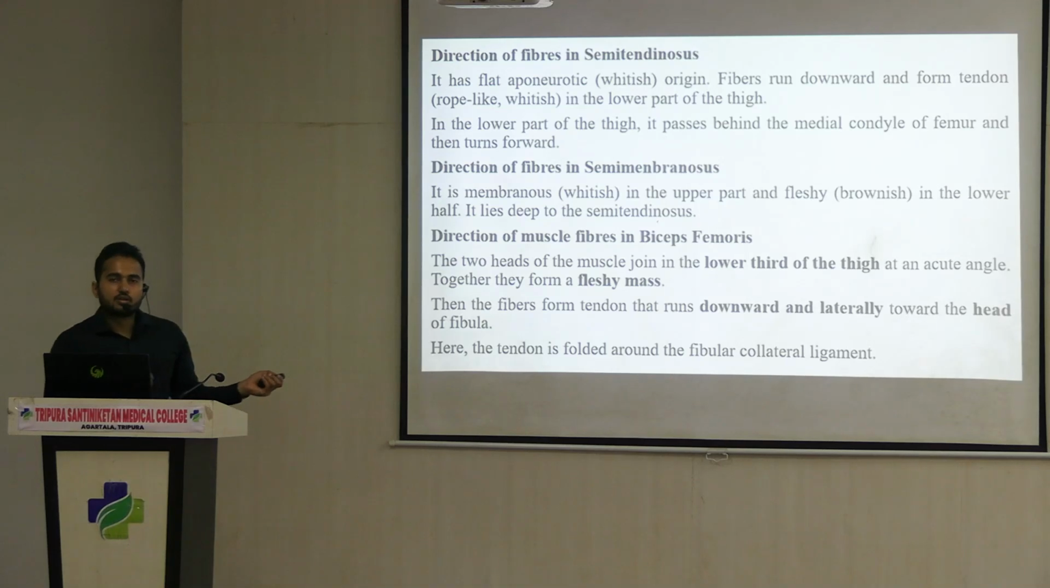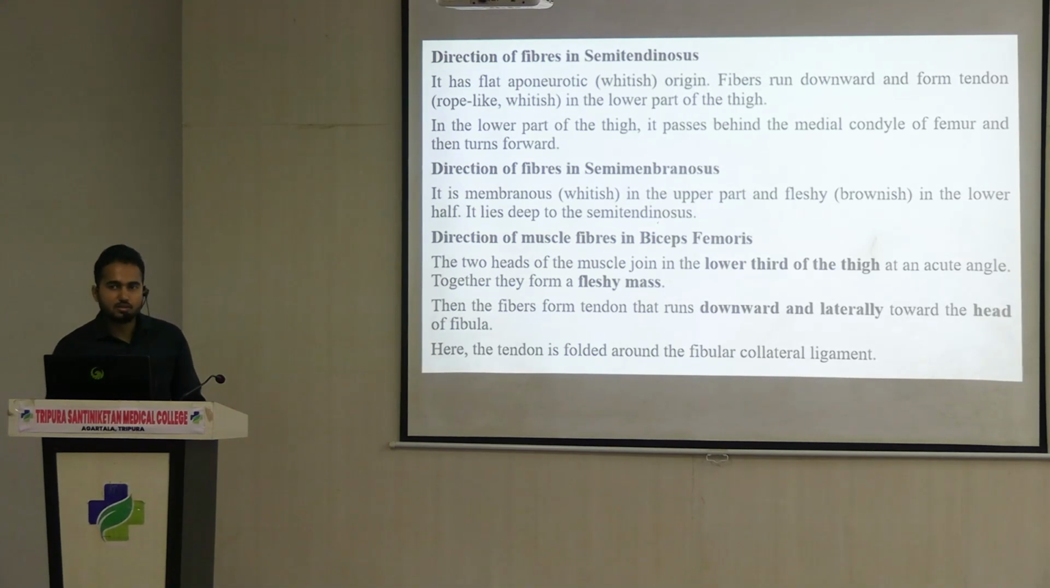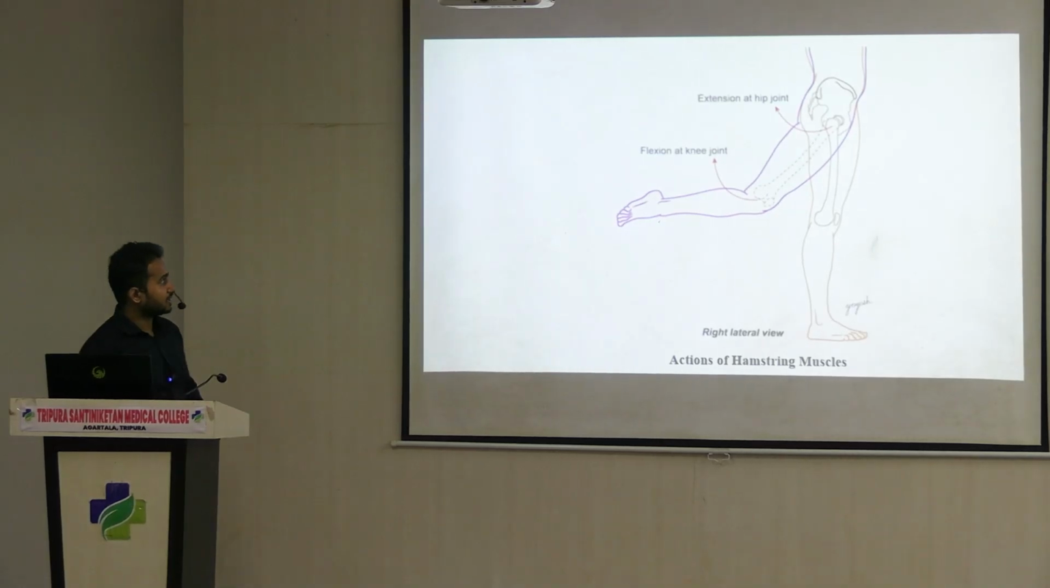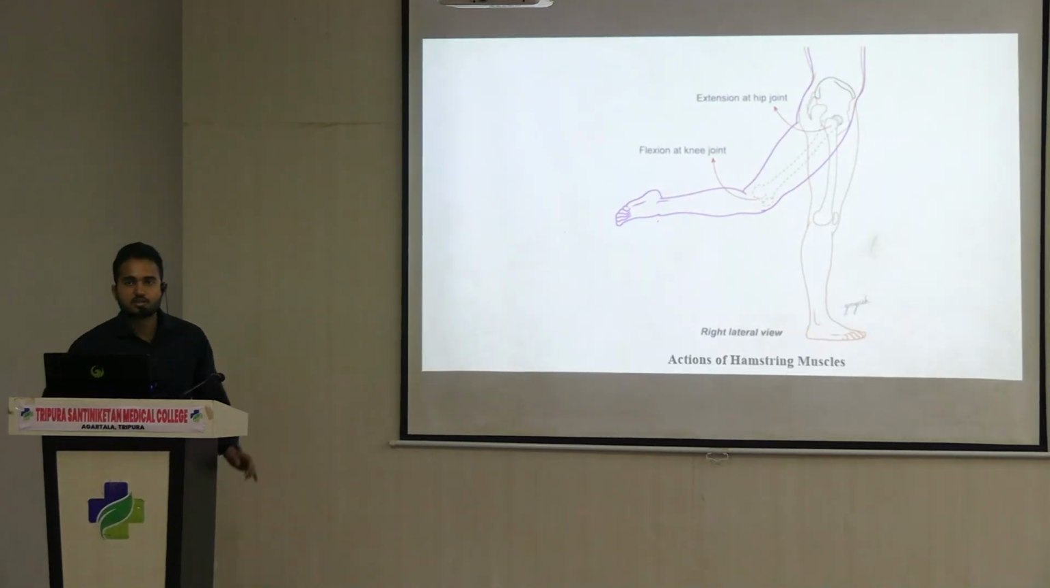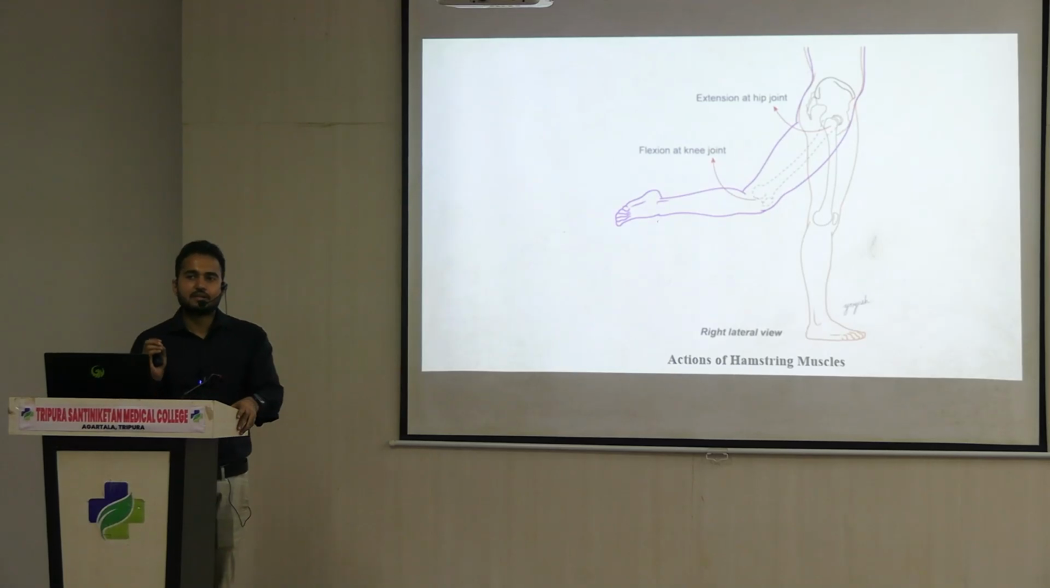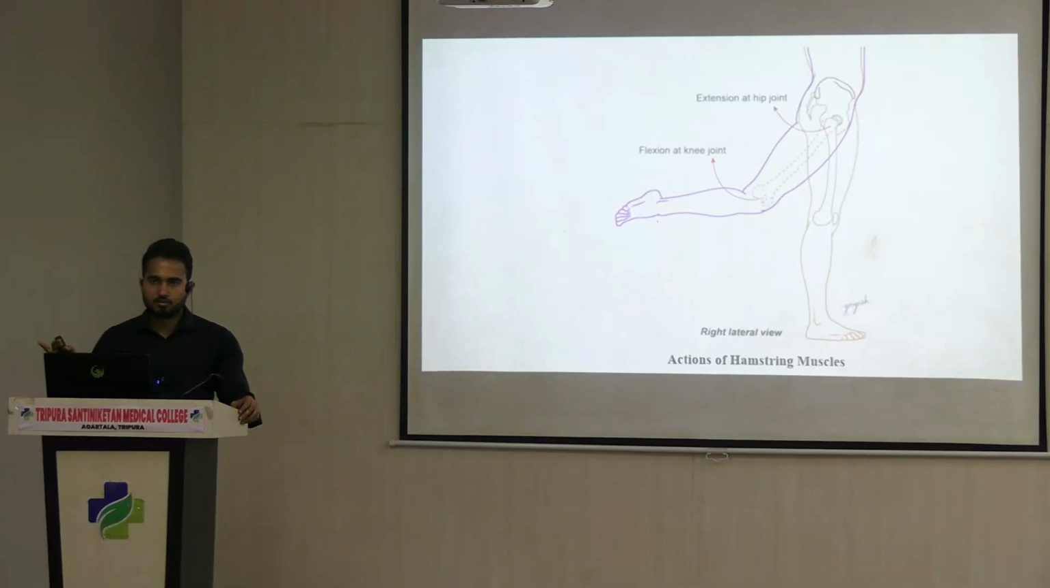So for the hamstring muscle I have mentioned the action. Now here you can see these are the actions of the hamstring muscle. Okay, extension of the hip joint and flexion of the knee joint. This is one of the criteria for being a hamstring muscle. Okay, so that is all about the hamstring muscles. Applied part is left, that we'll discuss later.